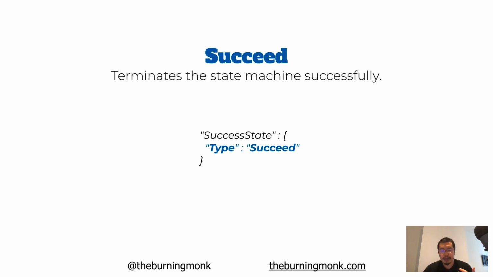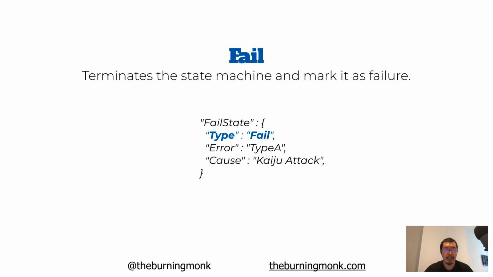Some of the states like task, pass, wait, and parallel, they let you terminate execution when they're complete by saying end to be true, but not the choice state, in which case you might have to have some state that represents a successful termination for the whole execution, and that's why you have the succeed state, and you also have the fail state as well, where you can specify the error type and the error cause.